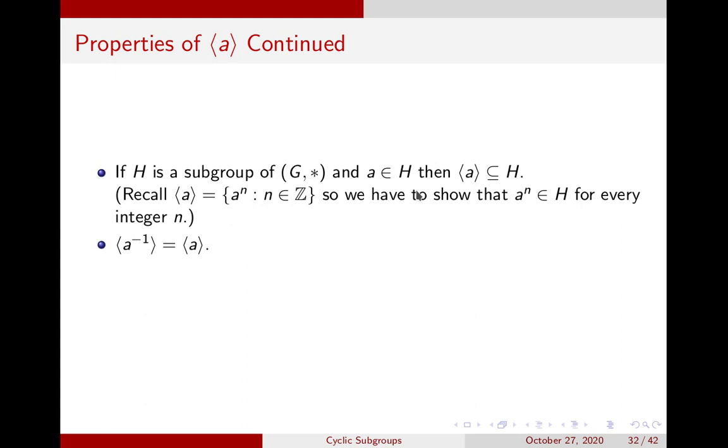This is true because H being a subgroup has to be closed under the group operation and under taking inverses. Second property, the subgroup generated by the inverse of A is the same as the subgroup generated by A.